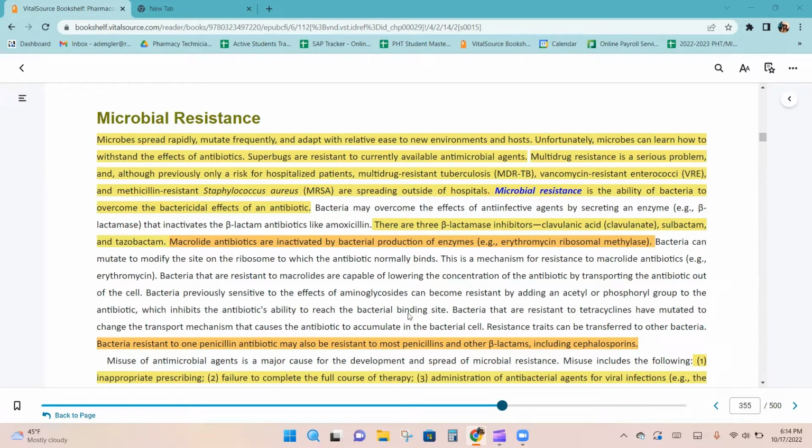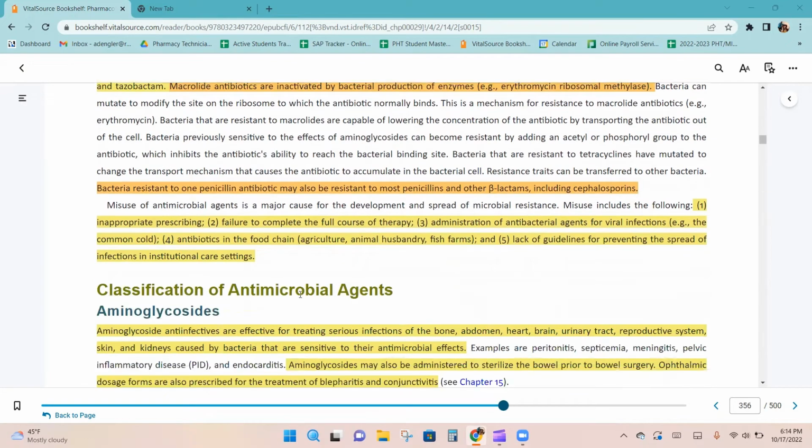Microbial resistance is the ability of bacteria to overcome the bactericidal effects of an antibiotic. Bacteria may overcome the effects of anti-infective agents by secreting an enzyme that inactivates the beta-lactam antibiotics like amoxicillin. There are 3 beta-lactamase inhibitors: clavulanic acid (clavulanate), sulbactam, and tazobactam. Macrolide antibiotics are inactivated by bacterial production of enzymes. Bacteria resistant to one penicillin antibiotic may also be resistant to most penicillins and other beta-lactams, including cephalosporins.